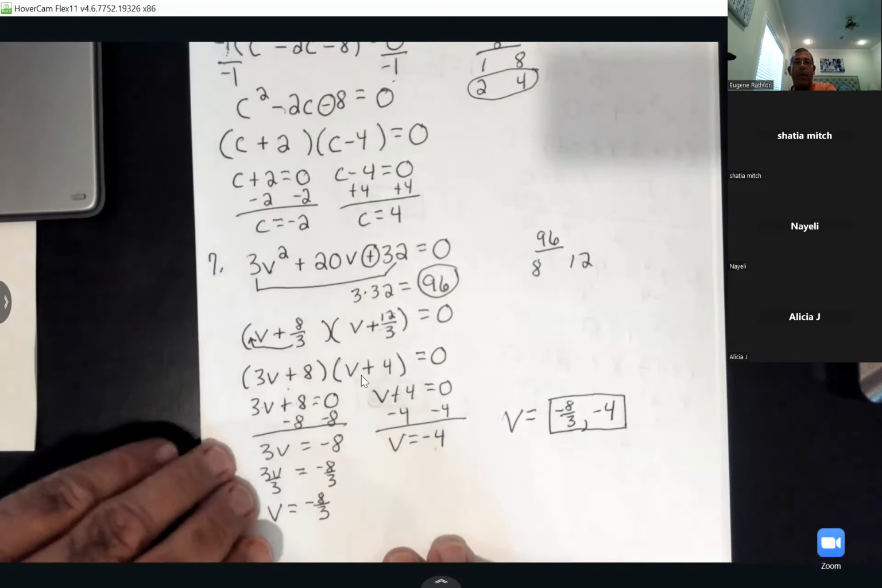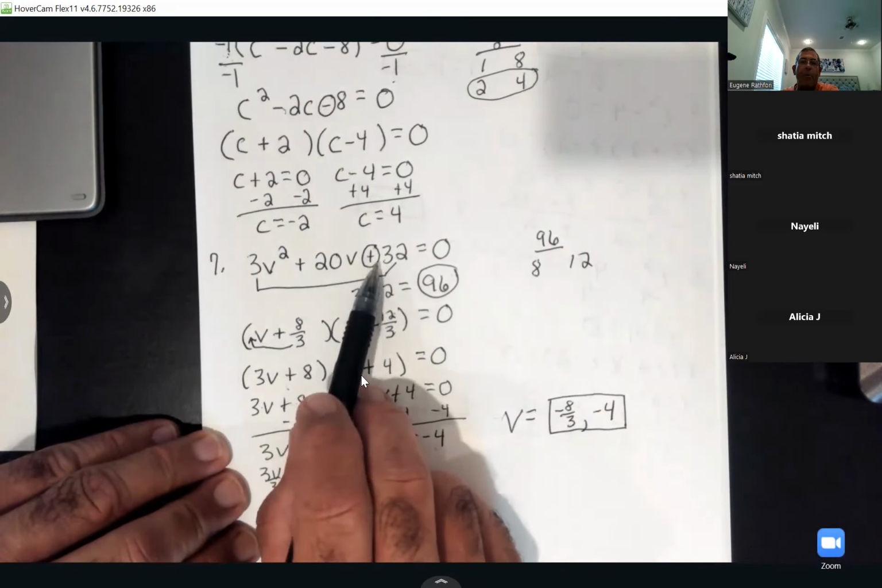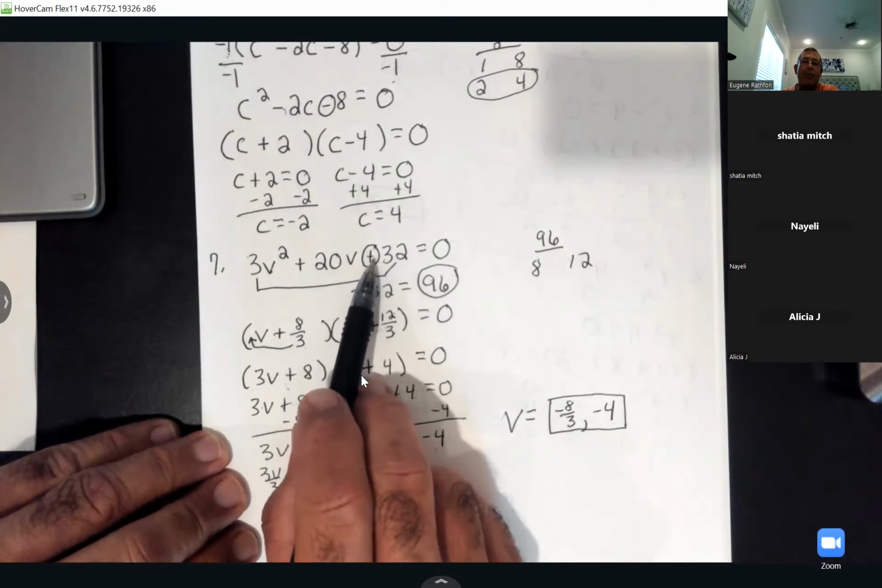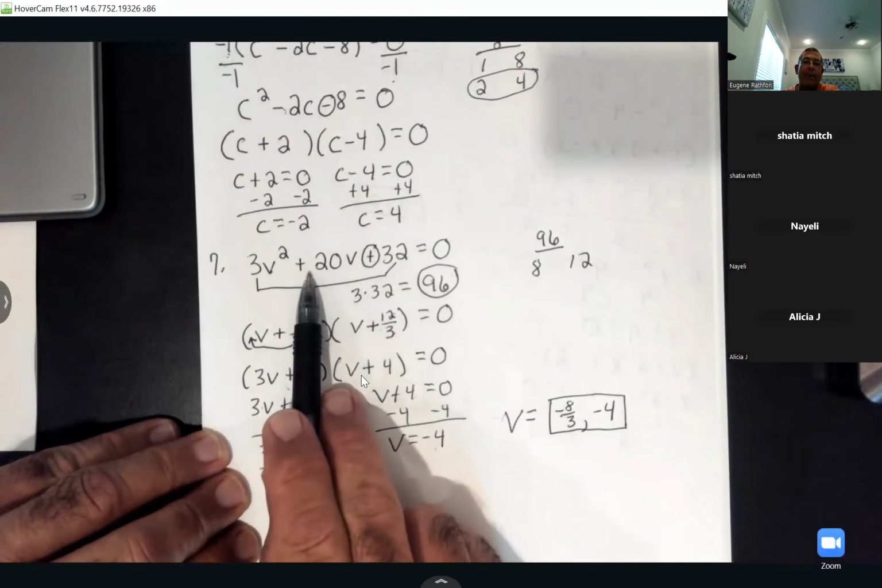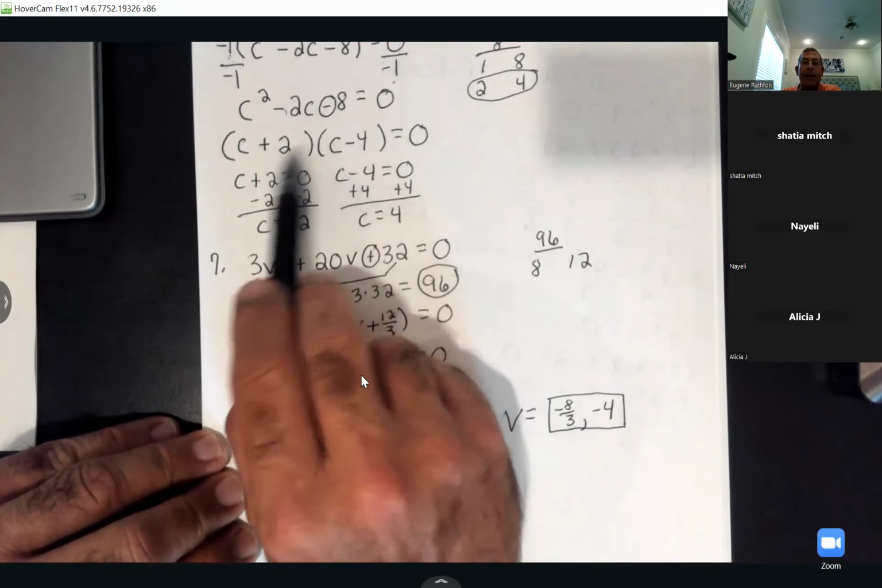All right, y'all. But you notice that every time we're following our sign rules. The last one's positive, both signs were the same as the middle. If the last one was negative, you automatically had unlike signs. All right, that was number what, 7?